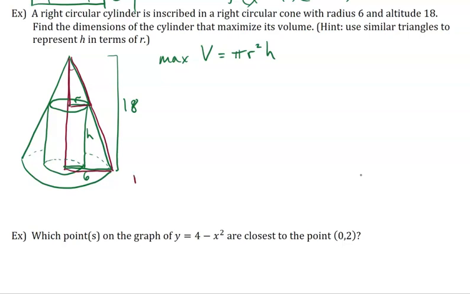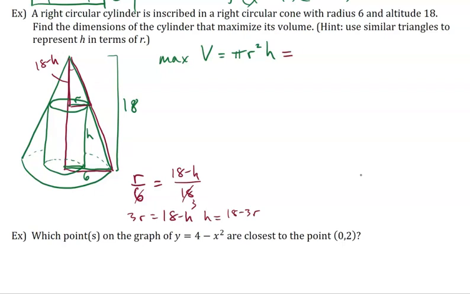So I'm going to write r over 6 is equal to, and then the height of the upper triangle, this piece right here, is 18 minus h, and then the whole thing is 18. So 18 minus h over 18. All right, let's reduce that. So we get 3r equals 18 minus h. So I can replace h with 18 minus 3r.